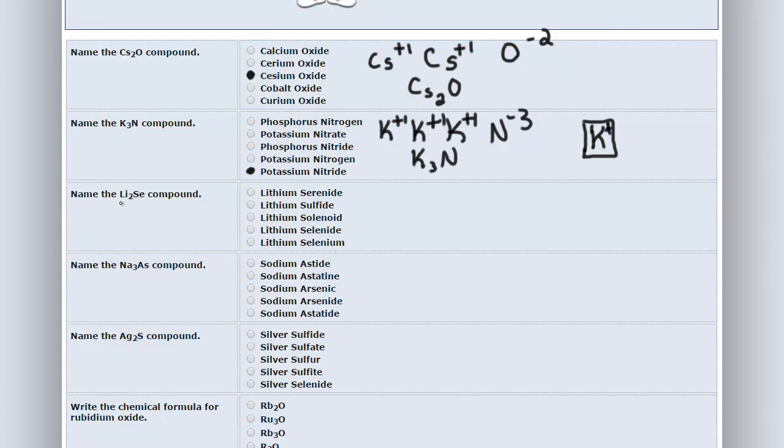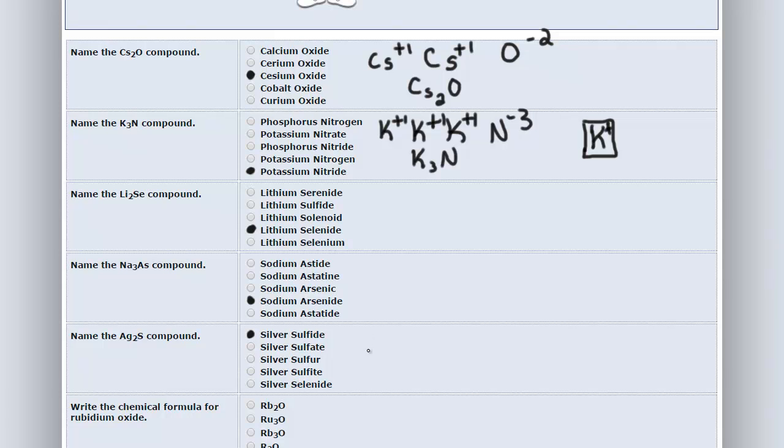Li2Se. Lithium selenide, Se is selenide. Lithium selenide. So we need to find that one there. Na is sodium, As is arsenide, so sodium arsenide. Sodium arsenide, right here. Silver sulfide, Ag2S. Ag is silver. Silver sulfide. Learn to name those compounds. So silver sulfide. All right.